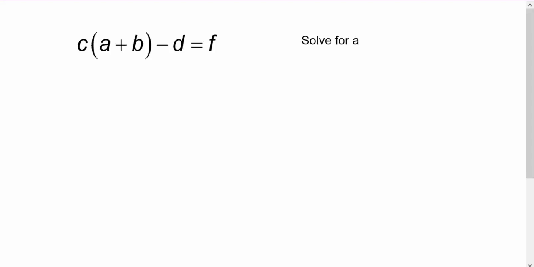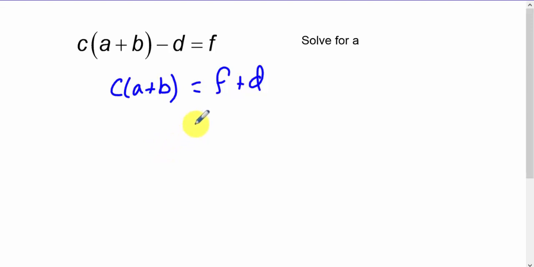Same thing, we're going to solve for a. Again, a lot of ways to do it. I'm going to bring the d over first. I have f plus d gives me c times a plus b.